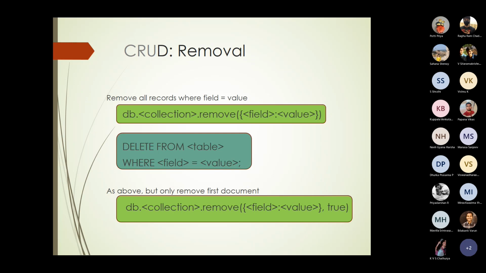This is removal: db.collection.remove field equal to value. Then all those documents where this particular field and value is there will be removed. First document alone, if you want to remove where this particular item is appearing, then you will say true as one extra parameter that you have to pass. Then only the first document will be removed. Remaining documents, even if that particular field value is there, will not be removed.